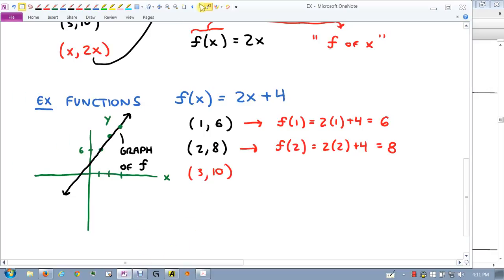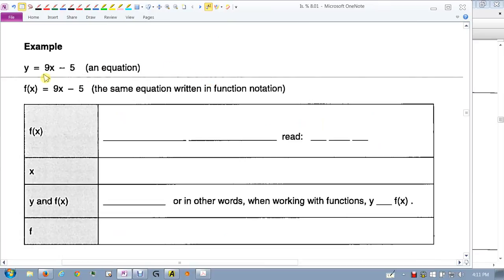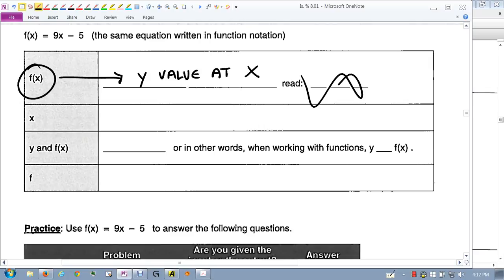All right, let's see if we can get back to this thing now. I think that might be enough for us to pick up on this. So here's an equation, y equals 9x minus 5. But if I rewrite that same equation in functional notation, f of x equals 9x minus 5, then I'm just reading through this here. What the heck? f of x is the y value at x. Forget what they have in here, okay? f of x is the y value at x. You plug x in, it's the y value, right? It's specifically exactly the y value that comes out when you plug x in.